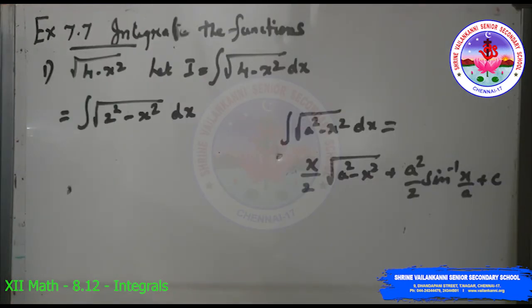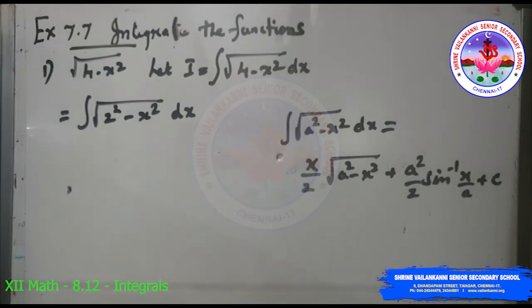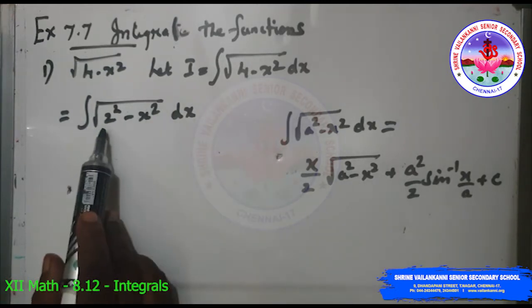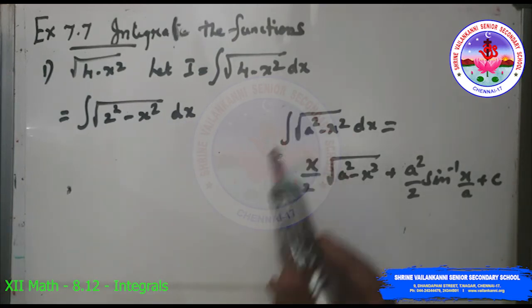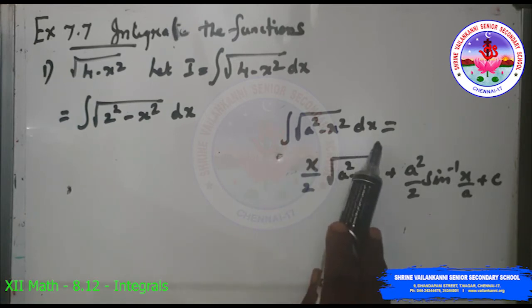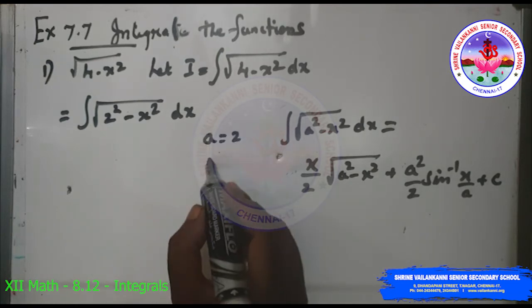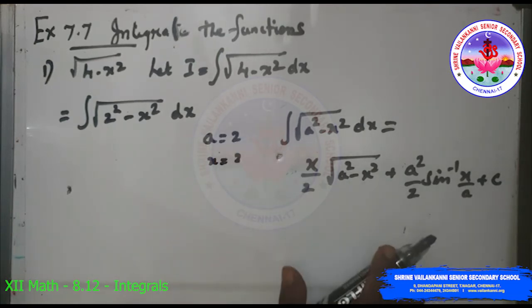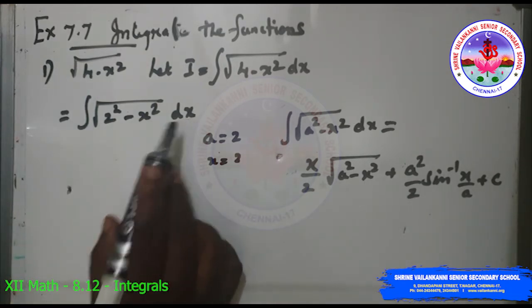First question, integrate the functions. So root of 4 minus x square. So let I equal to integral of root of 4 minus x square into dx. We are writing 4 as 2 square minus x square into dx. So using this type of integrals, integral of root of a square minus x square into dx, here a is 2 and x is x. So using this result, we are going to write this integral of root of 2 square minus x square dx.